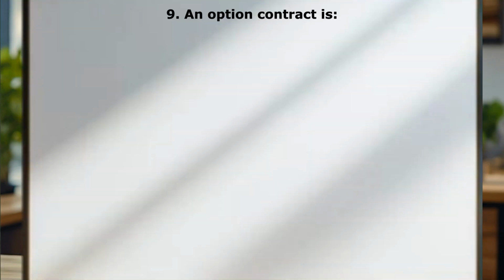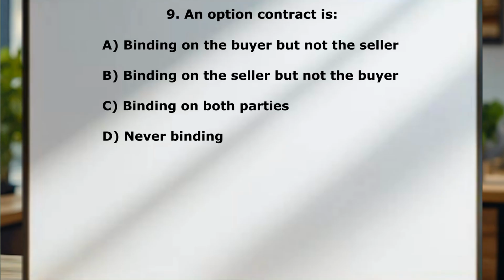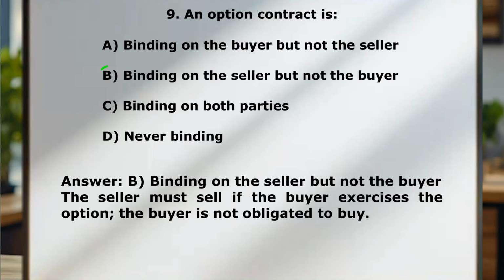Question number 9. An option contract is A, binding on the buyer, but not the seller. B, binding on the seller, but not the buyer. C, binding on both parties. D, never binding. Correct answer here is B, binding on the seller, but not the buyer. So an option contract would be basically the seller would have to sell if the buyer exercises the option, but the buyer is not obligated to or forced to exercise the option.